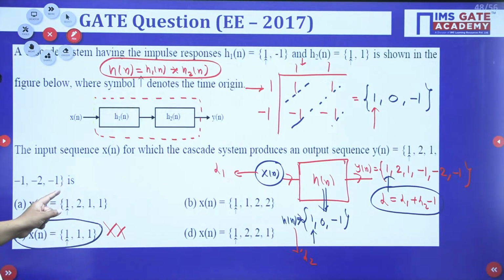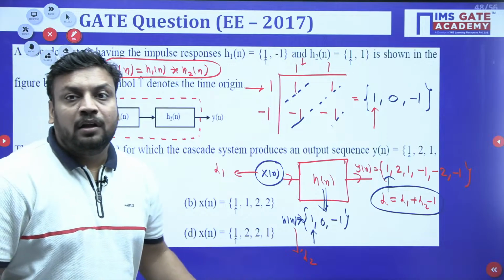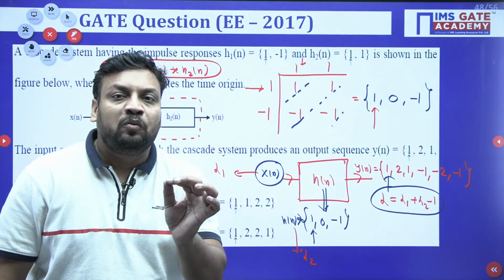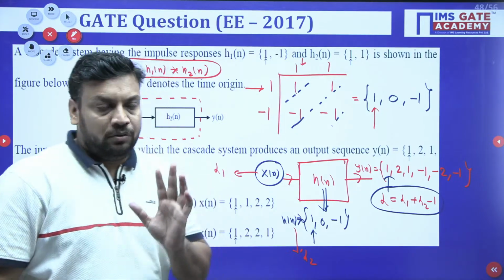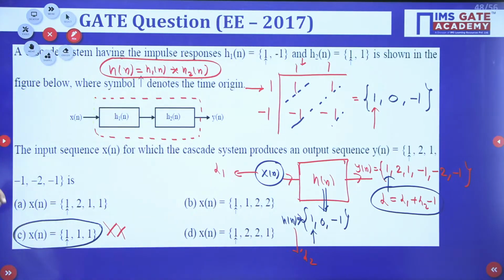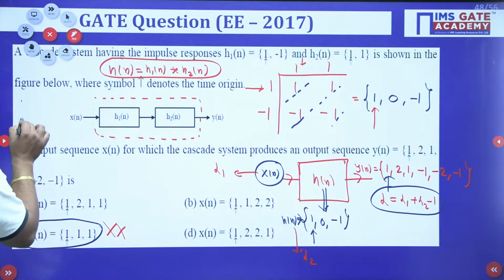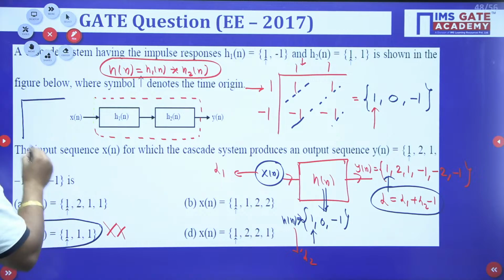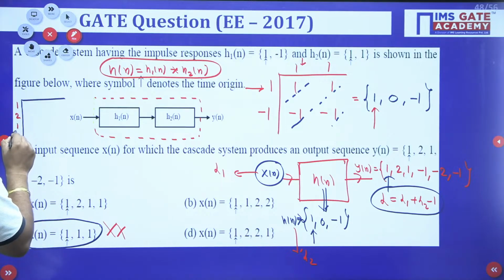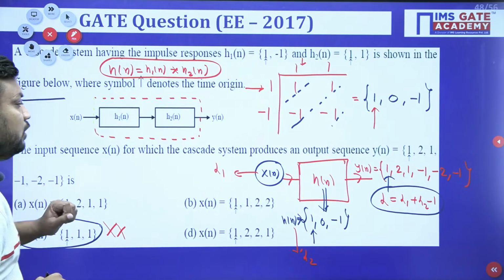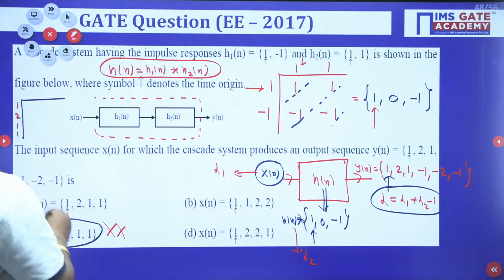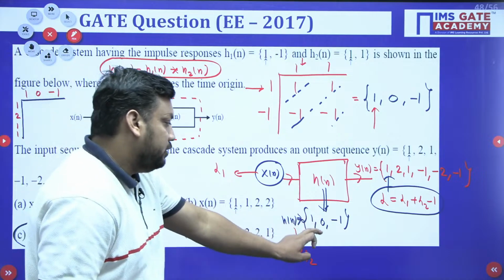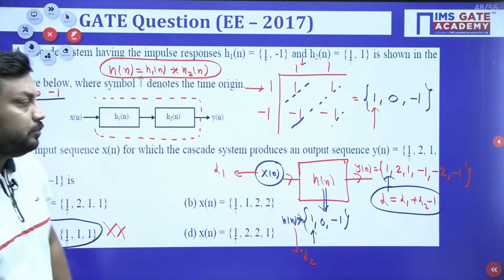Now I can check with options A and B, and I should not check the complete solution, only the first three numbers. Let me check option A. I make a small diagram with option A, which is 1, 2, 1, 1, and h of n is 1, 0, minus 1.